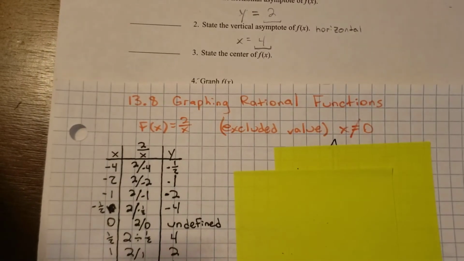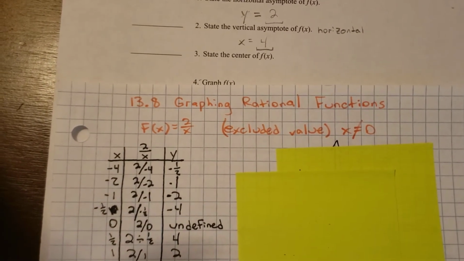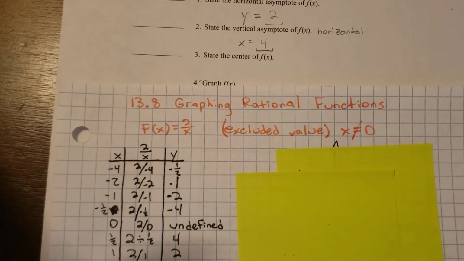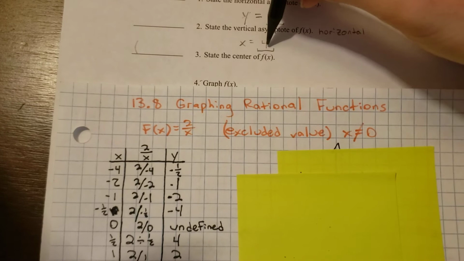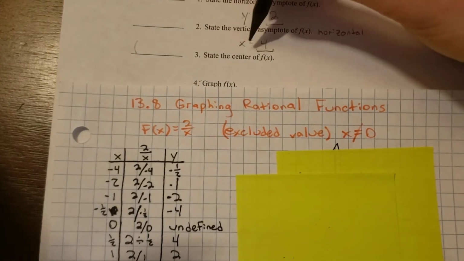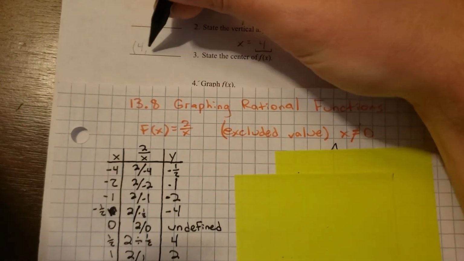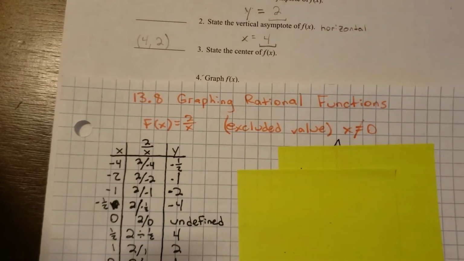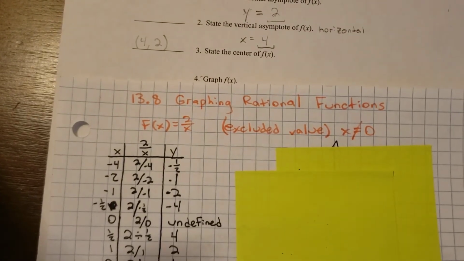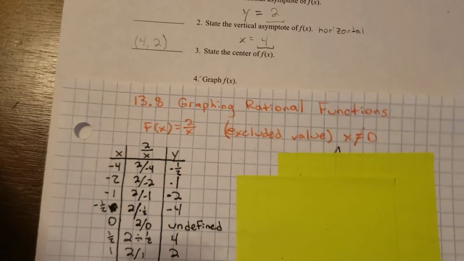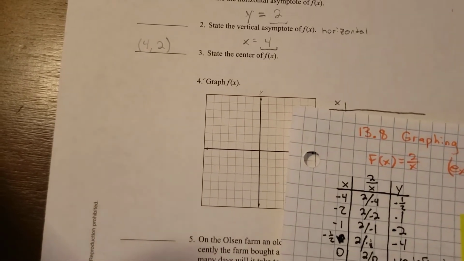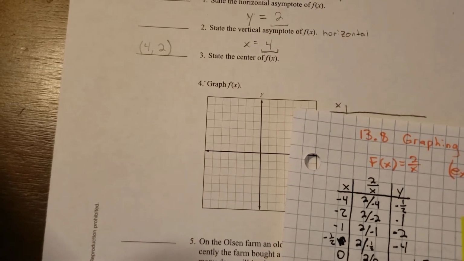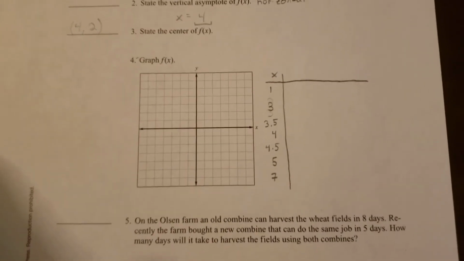Now, the center of f of x is going to be at the point x comma y, 4 comma 2. We didn't really talk about it in that note, so I'll just give that to you. Okay, now when graphing, what I've done here is I've actually given you guys a few x values, and I think these will just be important.